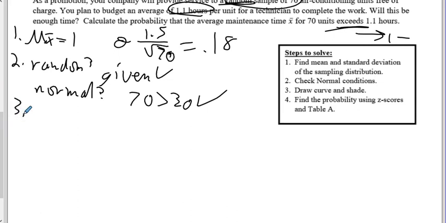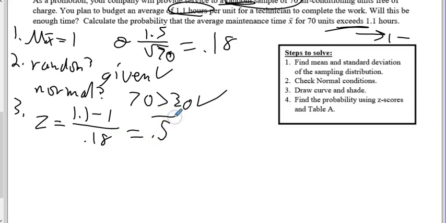Let's do the z-score first this time, just for the heck of it. We're going to take our actual value, which says, what are we comparing to? Exceeding 1.1 hours. Minus our mean, which is from number 1, divided by our standard deviation from number 1. And that's going to give us a simple calculation of 0.5 repeating. Okay? And your calculator should show 0.5 repeating. So, remember, on the chart, we need 2 spaces. So we're going to round that to 0.56.